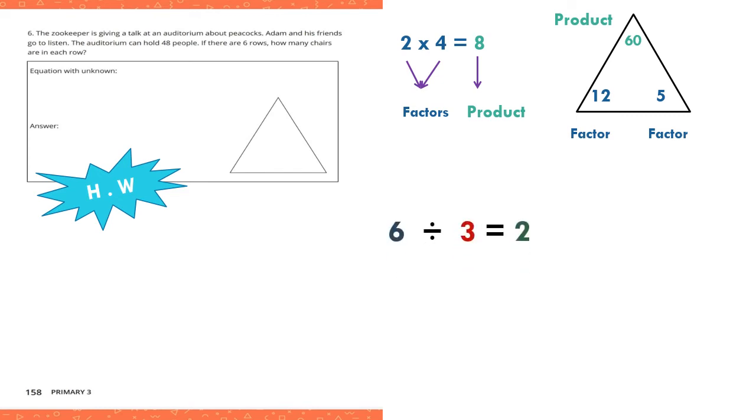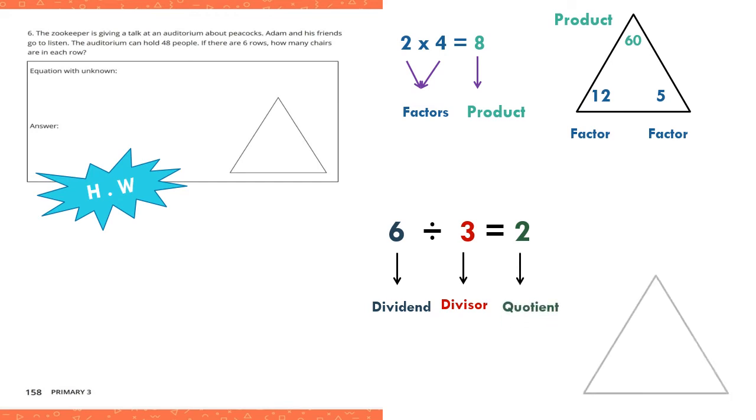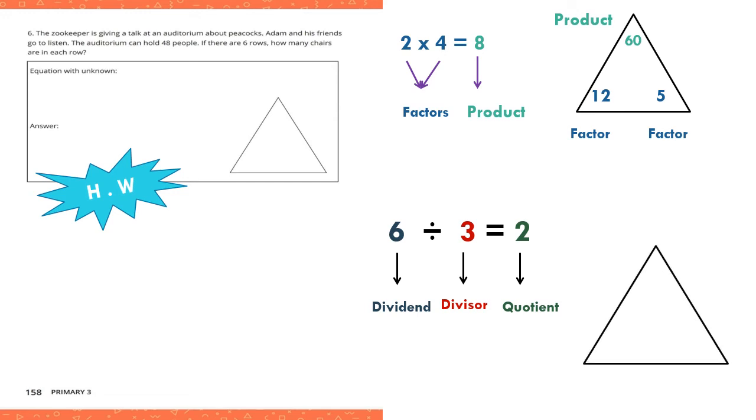Okay, 6 divided by 3 equals 2. We always say that 6 is the dividend, 3 is the divisor, and 2 is the quotient. So in the fact family triangle, we write in the upper the dividend, and in the below the divisor and quotient. 12 can be the divisor and can be the quotient. If the 12 is divisor, 5 will be quotient, and if 12 is quotient, 5 will be divisor.